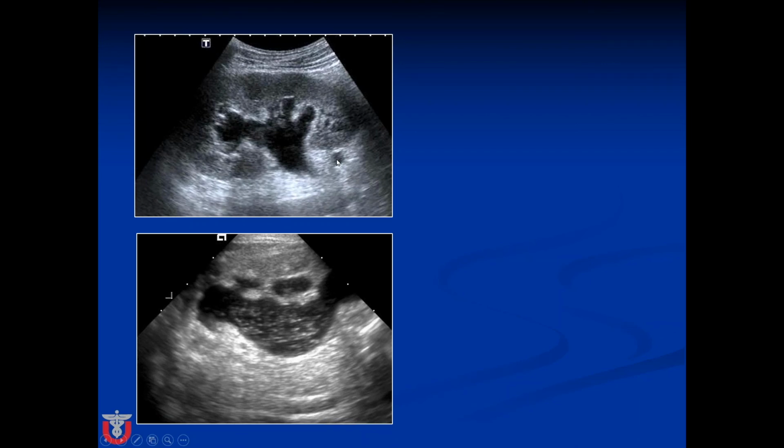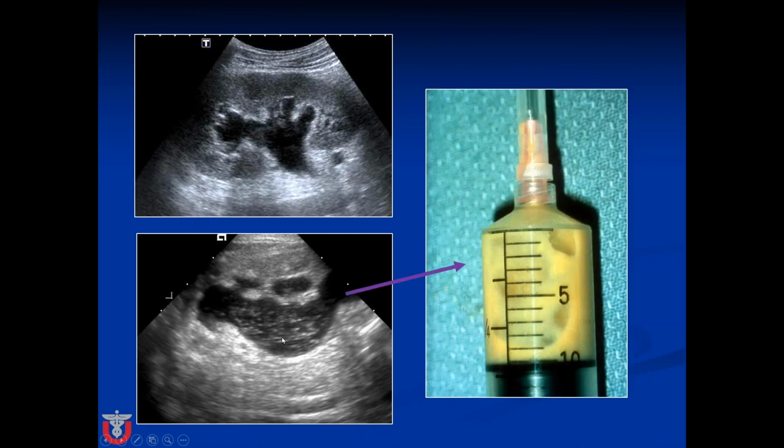But what I want you to notice is that in this one, there are all kinds of low-level echoes inside. And that's actually pus. This is hydronephrosis. They do fine. This is pyonephrosis. That's an emergency because that has to be drained. Otherwise, they will become septic and can die from this. So that's important to recognize.